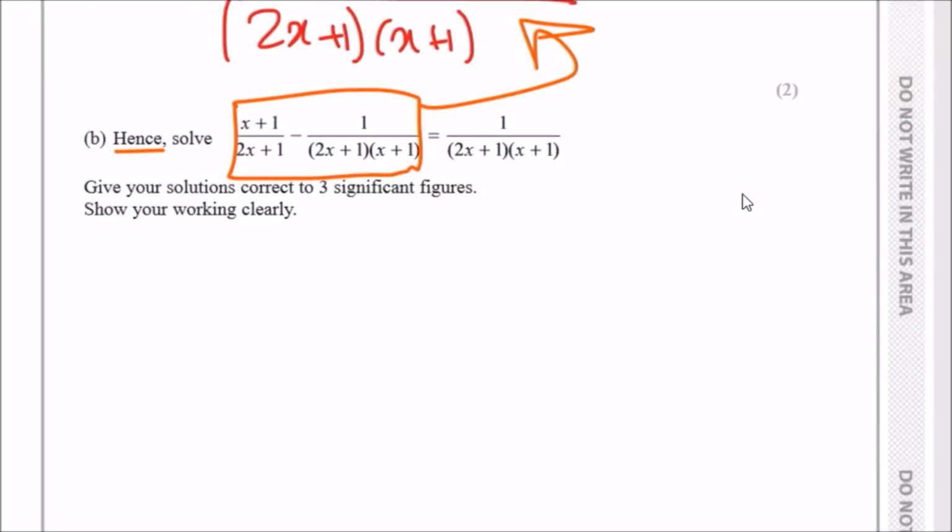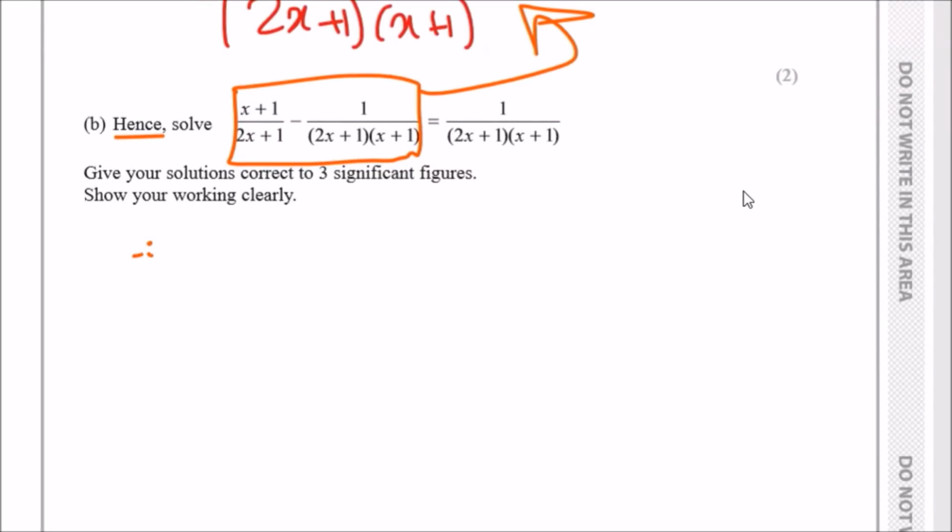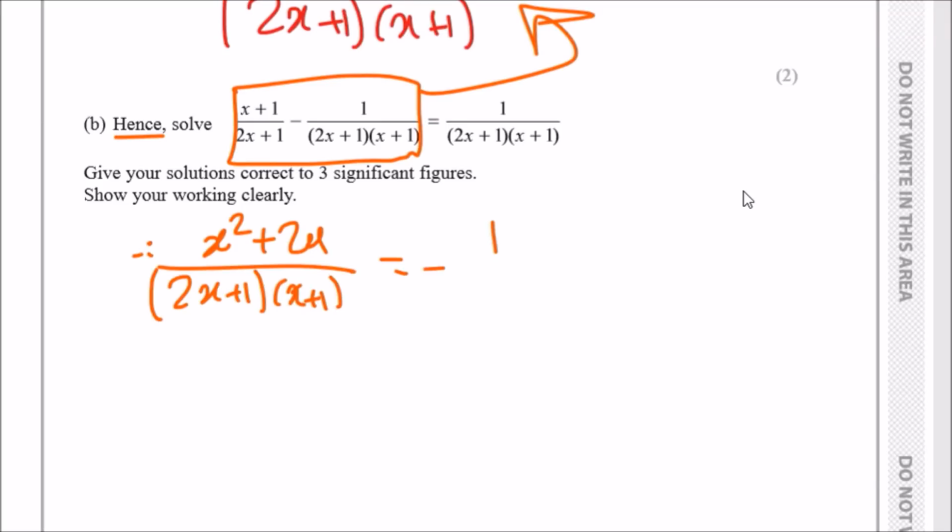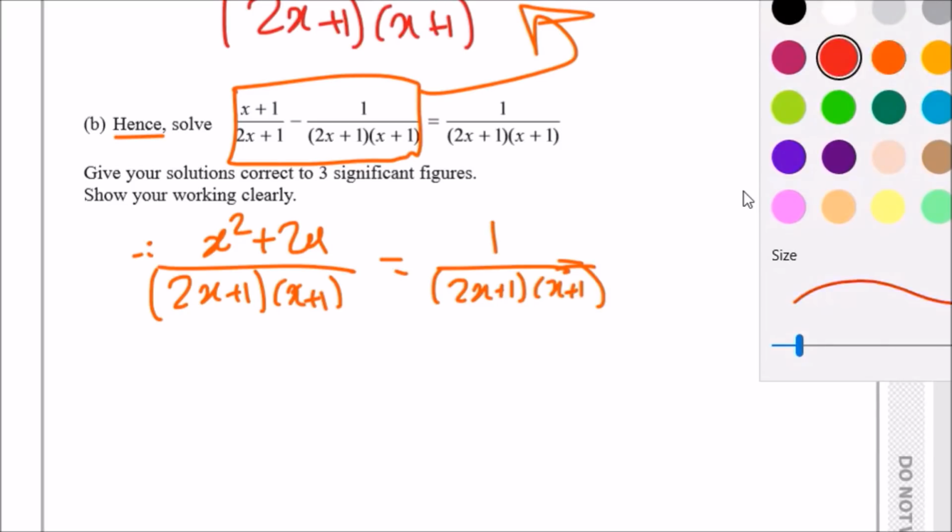Okay, alright, so let's just warm up the question. Firstly we have (x squared plus 2x) all over what they said, equals 1 over 2x plus 1 over x plus 1. So that's the first step. Now, the smart thing to do is to firstly clear the fraction, because nobody likes working in fractions here.